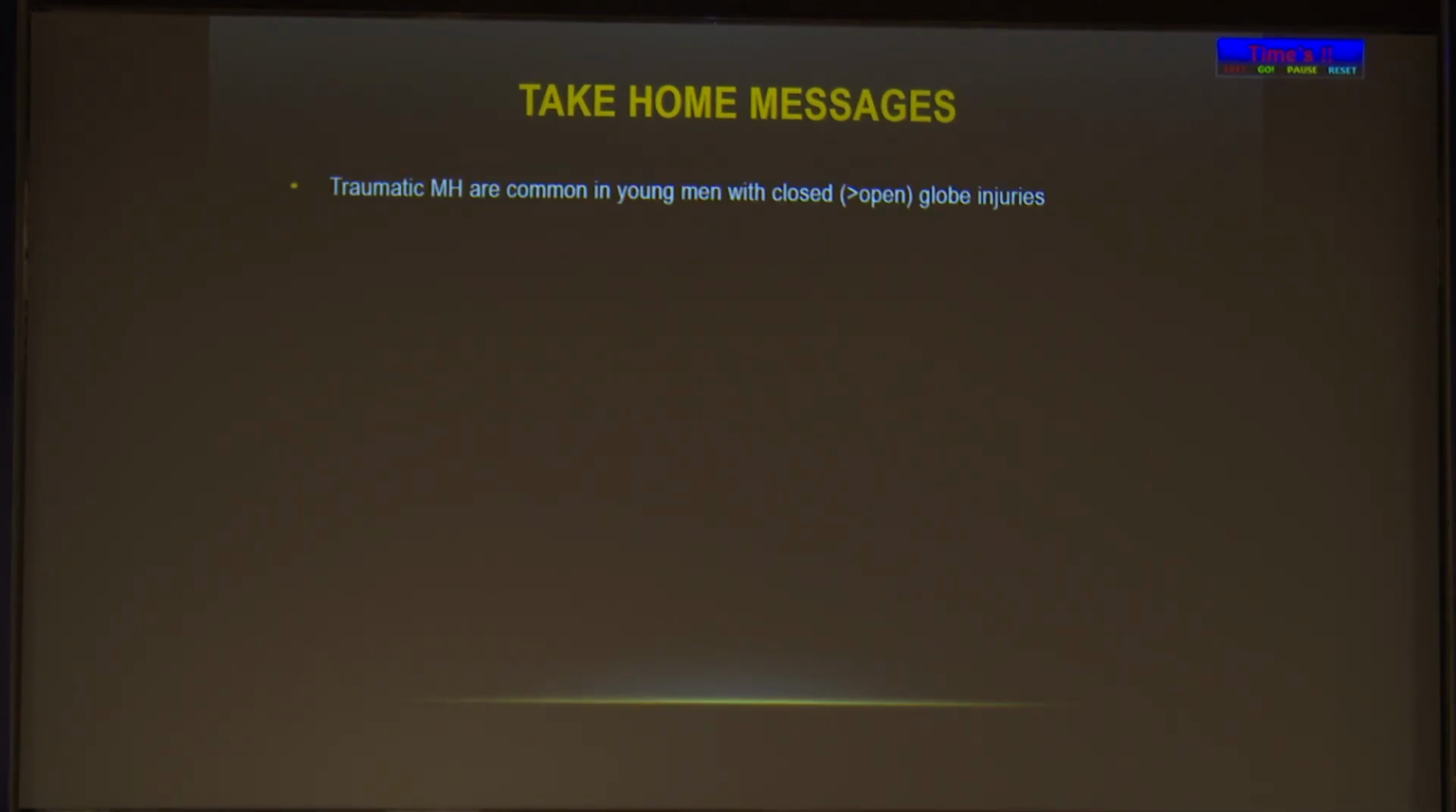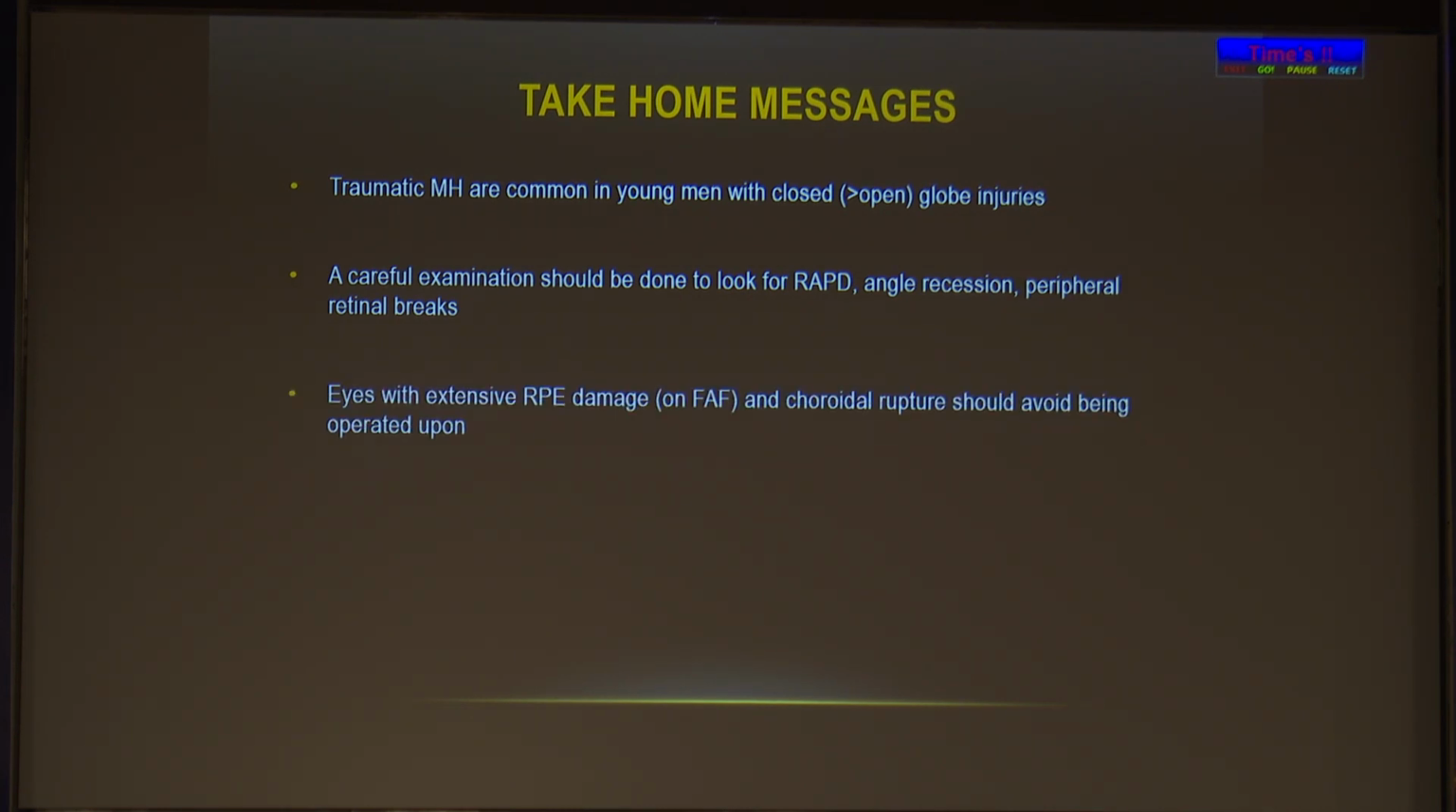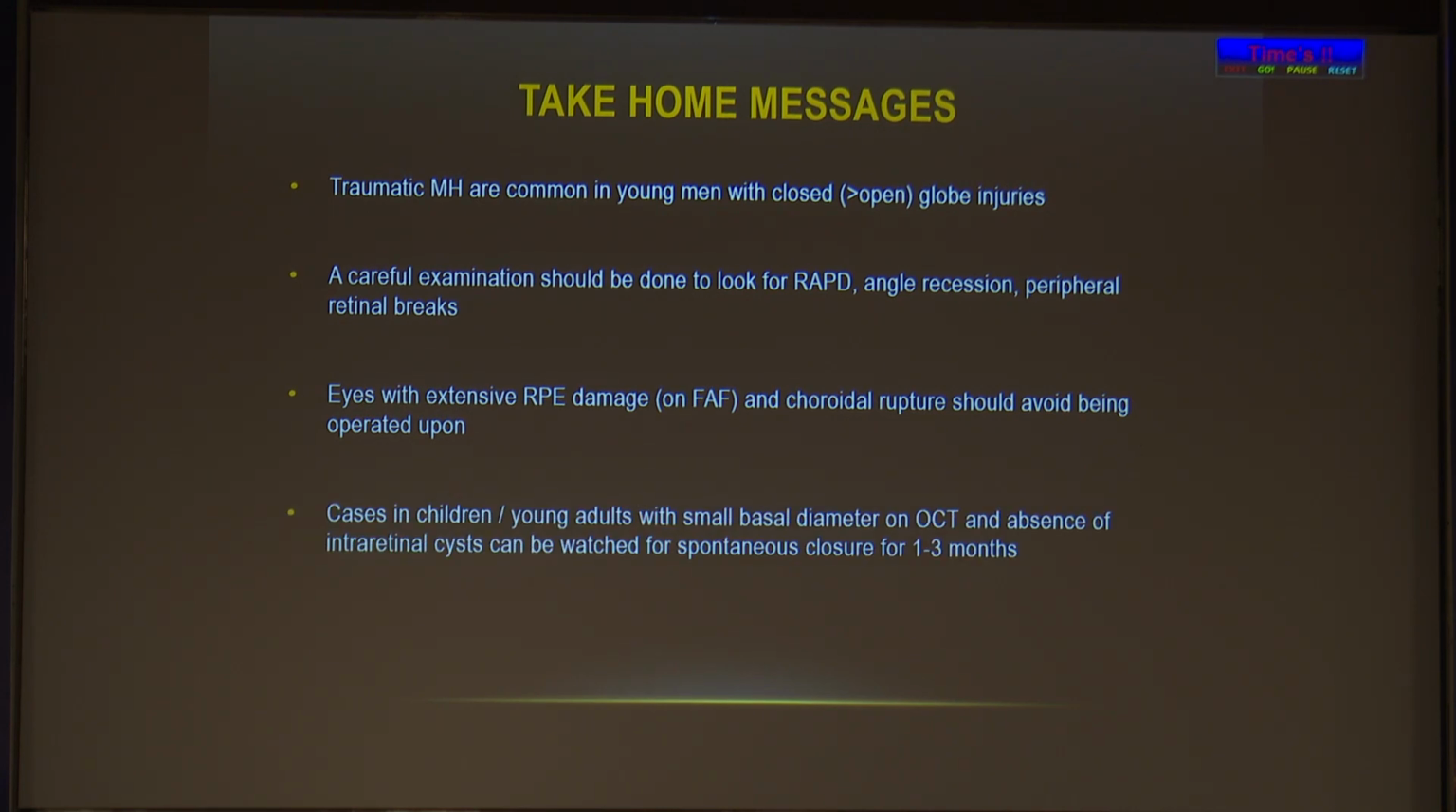And the take-home message. Traumatic macular hole is common in young men with closed more than open globe injuries. A careful examination should be done to look for RAPD, angle recession, and peripheral retinal breaks once ascertained that it's a closed globe injury. Eyes with extensive RPE damage on fundus autofluorescence and choroidal rupture should avoid being operated upon. Cases in children, young adults with small basal diameter on OCT and absence of intraretinal cyst can be watched for spontaneous closure within 1 to 3 months.